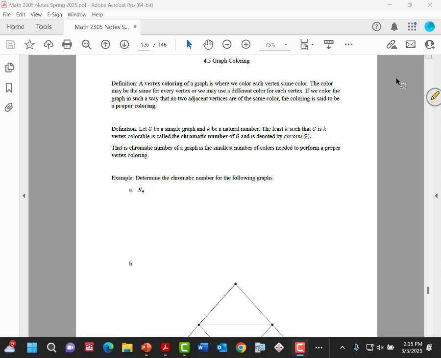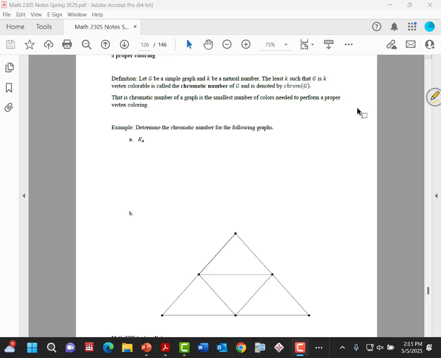Okay? Now, this is important. If we color the graph in such a way that no 2 adjacent vertices are of the same color, the graph is said to be a proper coloring. So it is a proper coloring if no 2 adjacent vertices are the same color.